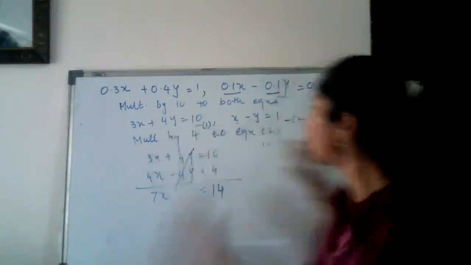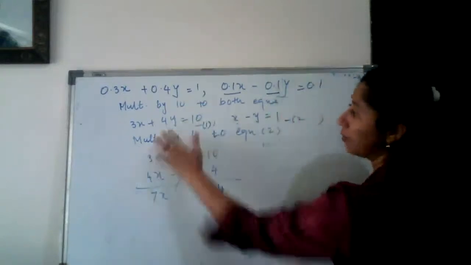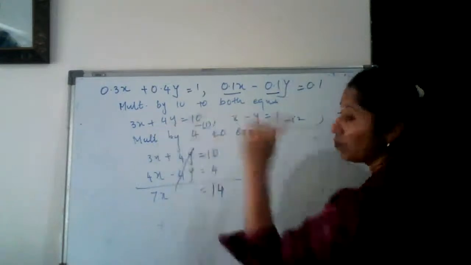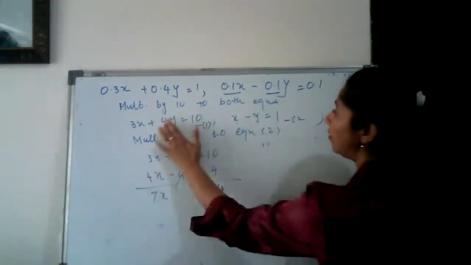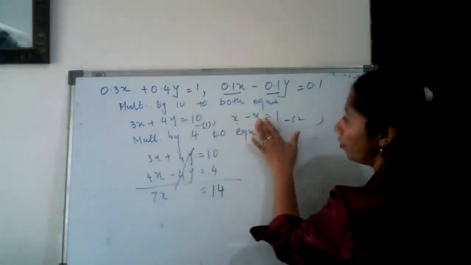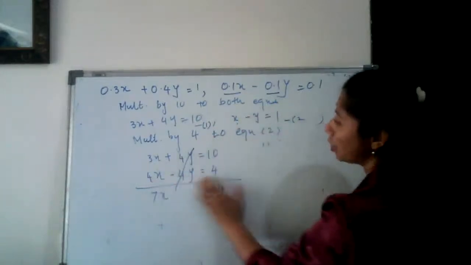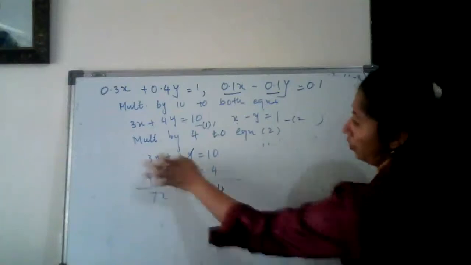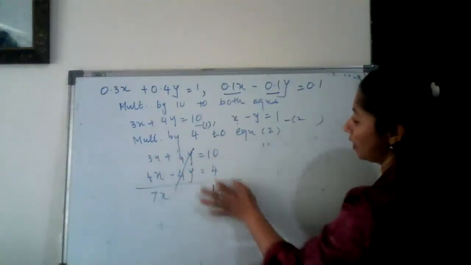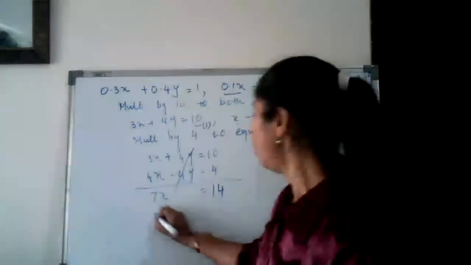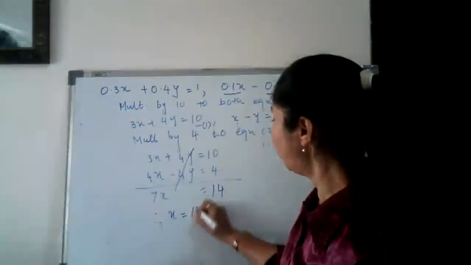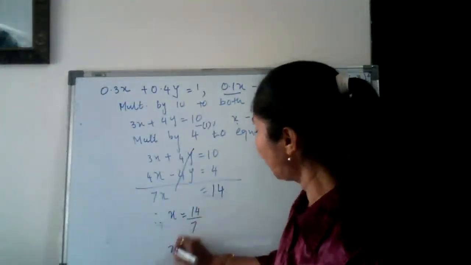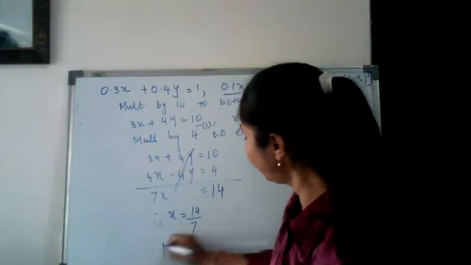And now to equate the coefficients, the elimination method. What does it say? That we have to eliminate any one variable. The easier way here is to multiply the second equation by 4. So I give the second equation as 4x minus 4y is equal to 4. So 3 and 4 is 7, and 10 and 4 is 14. So you get x is equal to 14 upon 7. That is nothing but x is equal to 2.